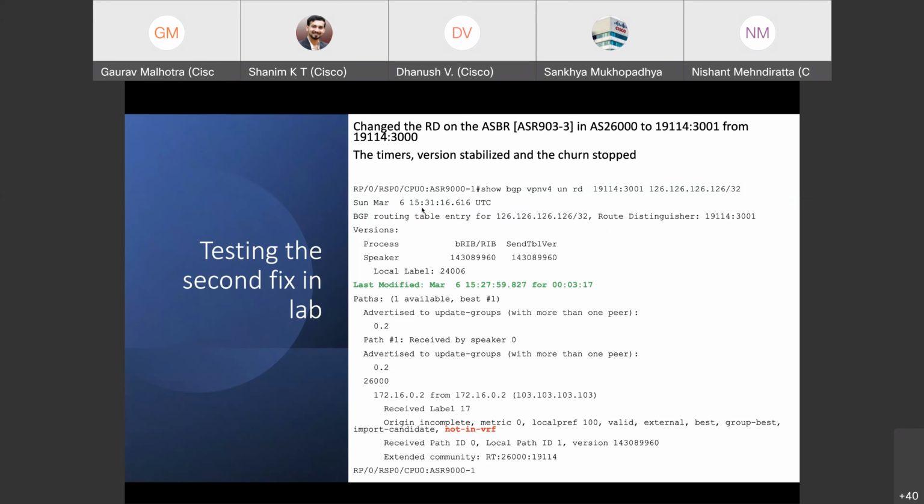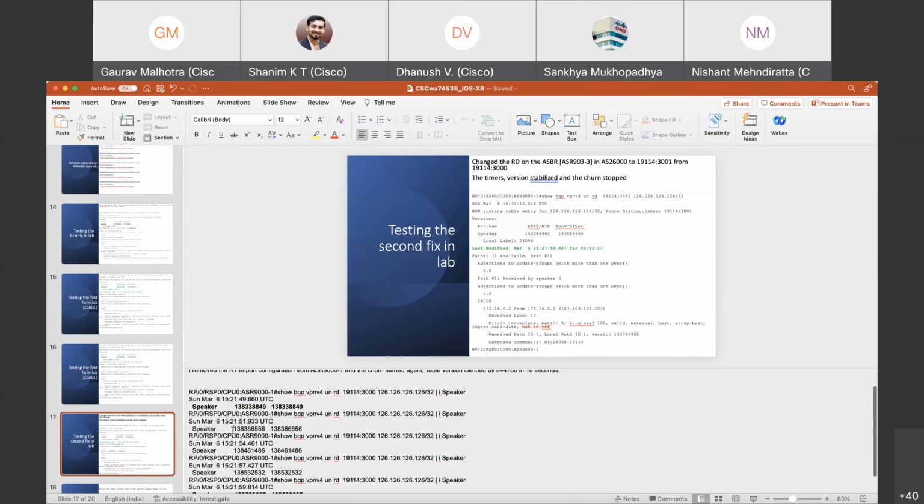The second fix is much more intrusive. For the second fix, and you'll see it in the footnotes of the slide, I again changed the RTs. The table version went from 1383656, and it keeps climbing up.